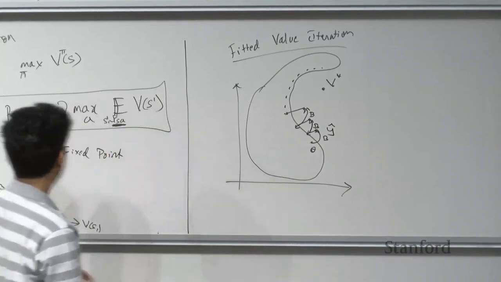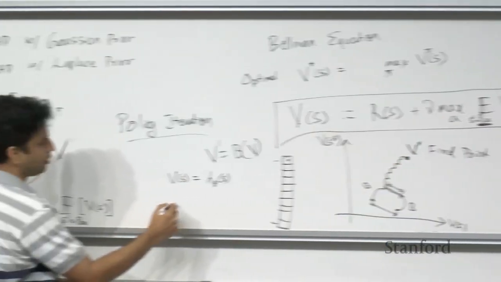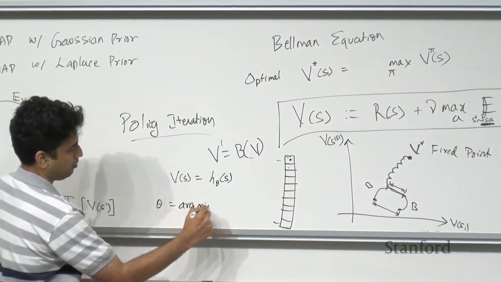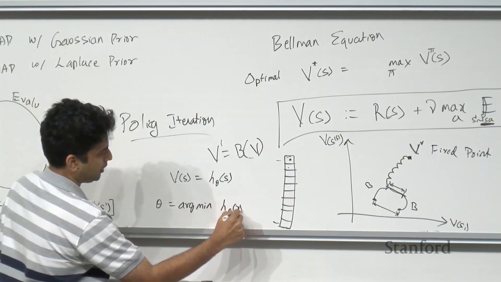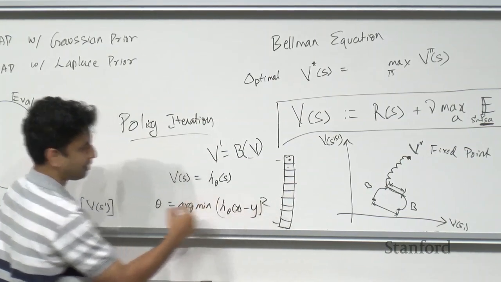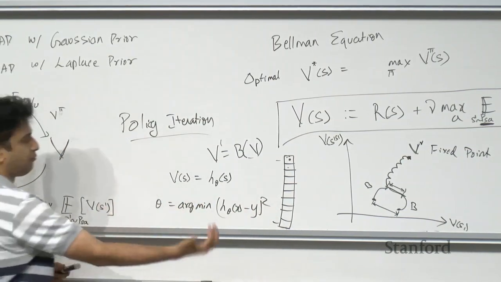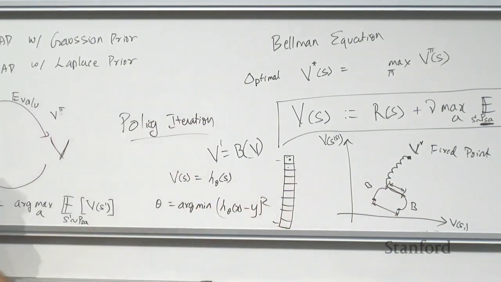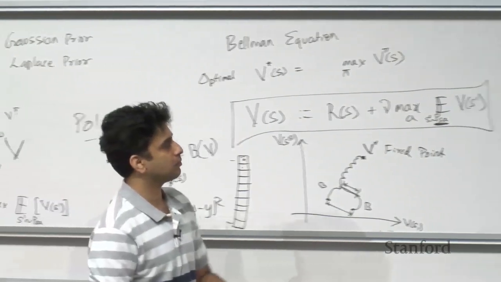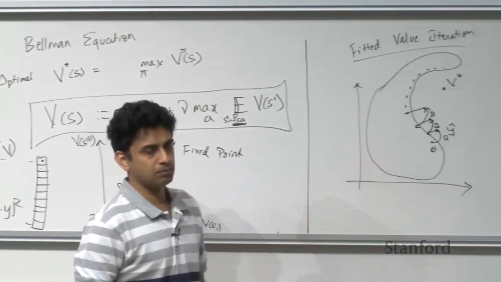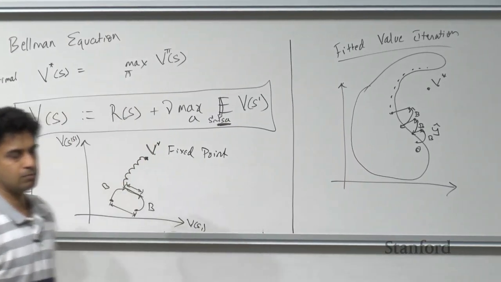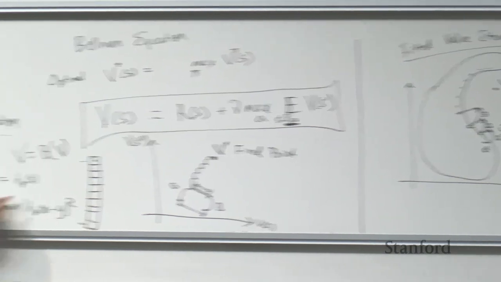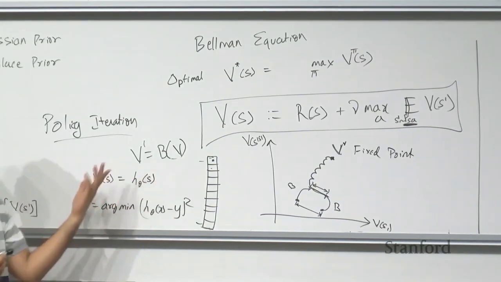And then find a new theta, arg min of (h theta of s minus y) squared, something like this. Okay? So we are kind of projecting the y back to the theta space. So the blob that you drew, let's say for example, is a linear assumption. So your value can be expressed as theta transpose s. Exactly. So this could be a linear model where you represent your value as theta transpose s.